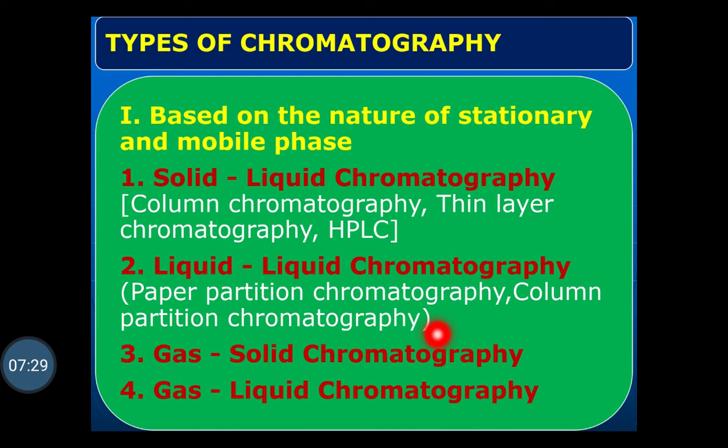Next one, that is gas liquid chromatography, where the stationary phase is liquid in nature and the mobile phase is gas in nature. So these are the four types of chromatography depending upon the nature of the stationary phase and the mobile phase: solid liquid chromatography, liquid chromatography, gas solid chromatography and gas liquid chromatography.